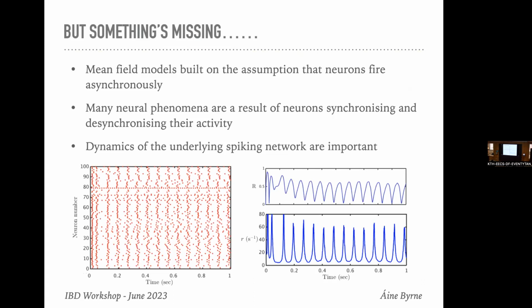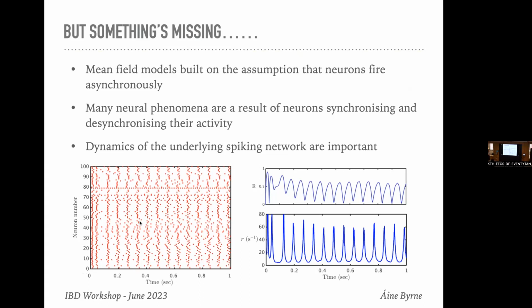And then on the right, we've got our synchrony, and you can see that it is changing with time, and then also the firing rate. And so how many of those neurons are firing at any given time. You can see that it goes up, it spikes at times that will correspond roughly to when we have these vertical lines of red dots.